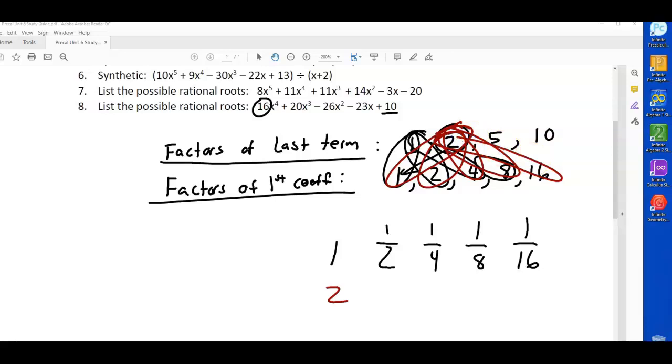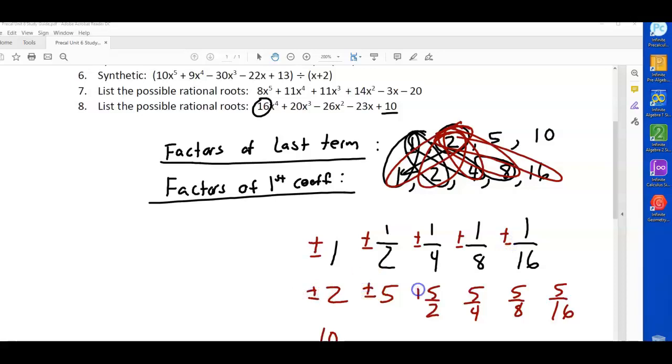And we just keep doing that for all of them. So now I'm going to do 5 over 1, 5 over 2, 5 over 4, 5 over 8, and 5 over 16. And then last we'll do the 10. 10 over 1 is 10. 10 over 2 is 5, which I already have. 10 over 4 is 5/2, which I already have. 10 over 8 is 5/4, which I already have. And 10 over 16 is 5/8, which I already have. And then all of these could be positives or negatives. So this one has quite a number of possible roots.